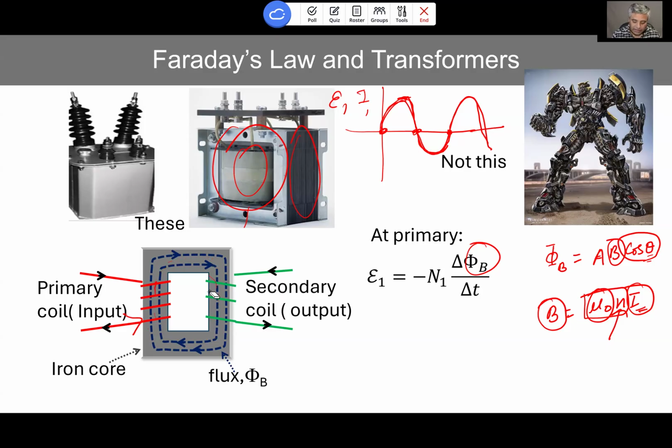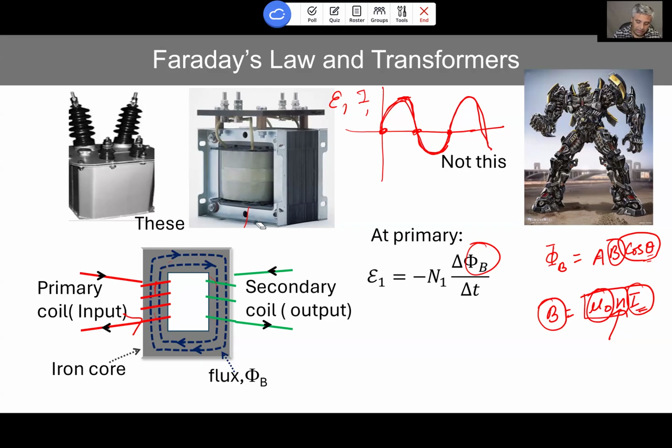But in that process, what happens is this iron core also gets hot. So that is a disadvantage. We'll talk about that later. But first, the advantage is that without that, this is not going to be very efficient. Okay, so that's what it does.